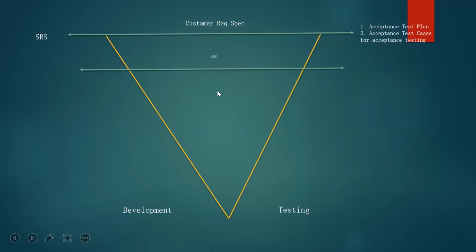the next level. So we'll have the SRS as the input here from the project manager. You might get a doubt: the testing people also go through the SRS, and what they'll do is compare it with the customer requirement specification in this stage.